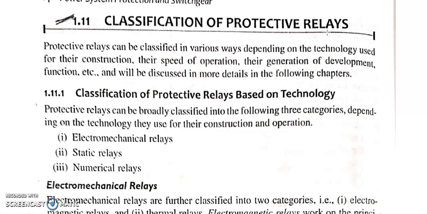Okay. Based on technology, the classification is made into three types. The first one is electromechanical relays. Second one is static relays. Third one is numerical relays. Now let us try to understand these relays one by one. At first, we have electromechanical relays.